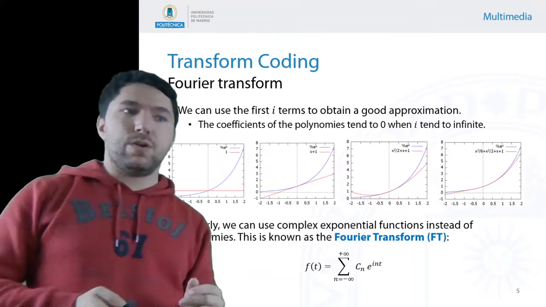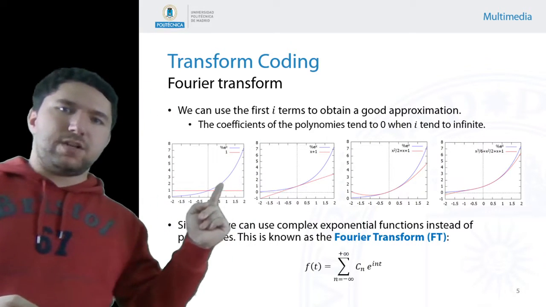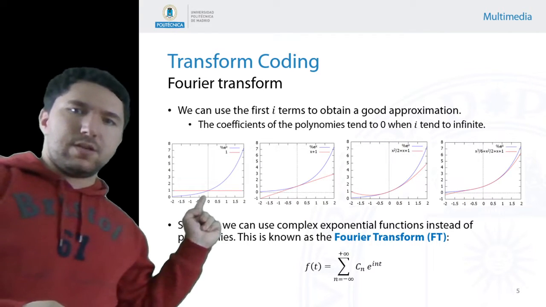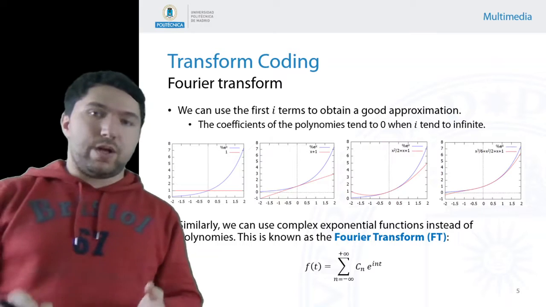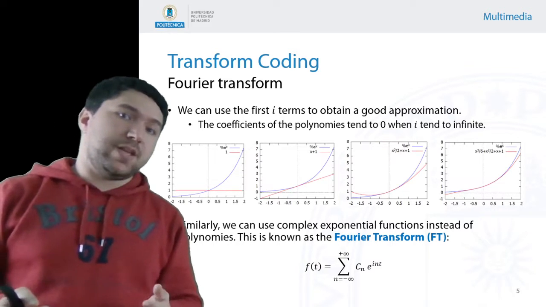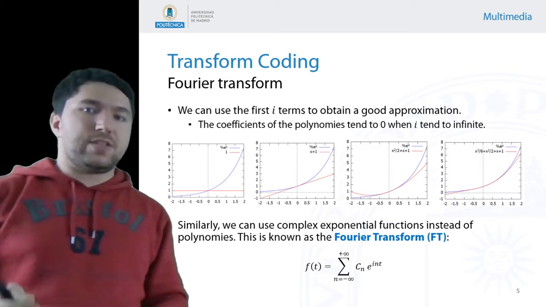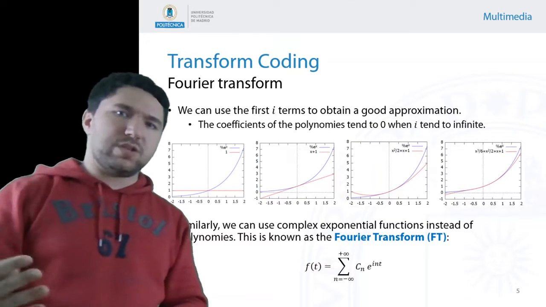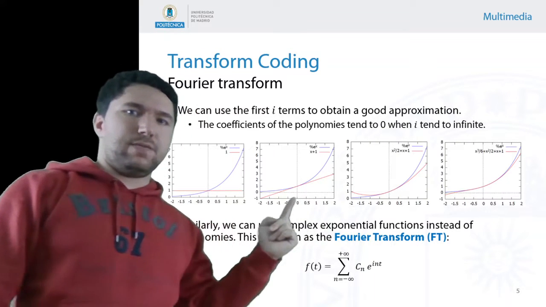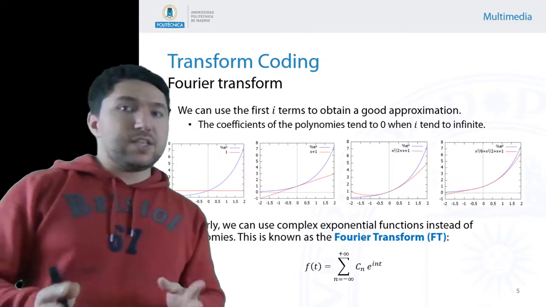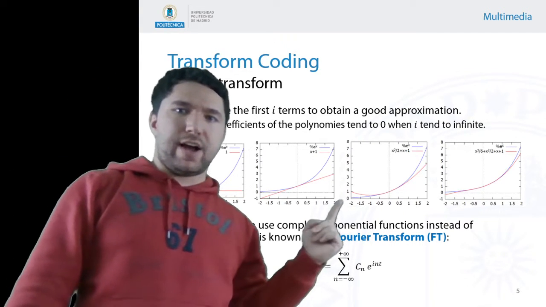So let's see. For instance, here we have the exponential function and the function f of x equals 1, which is the red one. And okay, we see here that the approximation is not good. It's not good at all. But what happens if I add one more term? If I add one more term, I will have 1 plus x. If I have 1 plus x, I have this approximation. It is not good, but it is better. But what happens if I add a new term? Then I have this one.